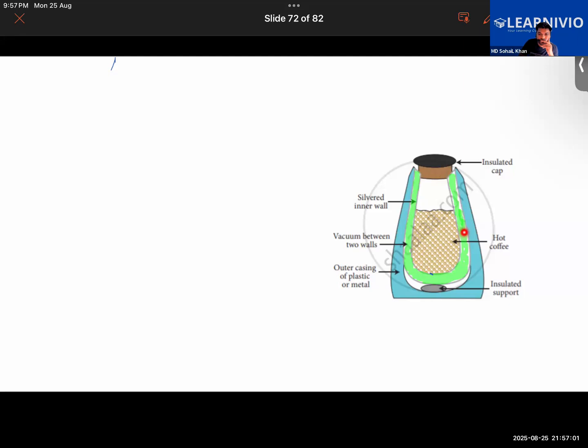So what basically happens here when we have the vacuum? The heat from the hot coffee will not escape from the thermos because there is an absence of medium here. Then another question is how do we prevent loss of heat via conduction? We have prevented loss of heat via convection and conduction both here. How is it so?